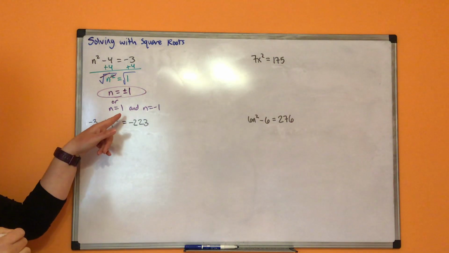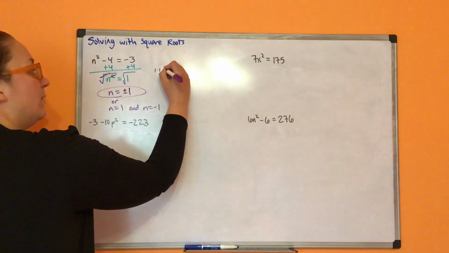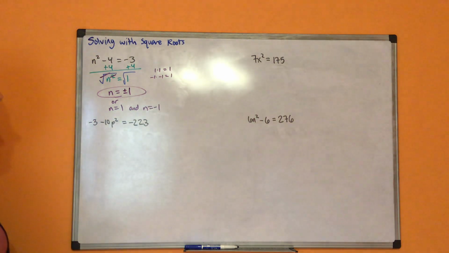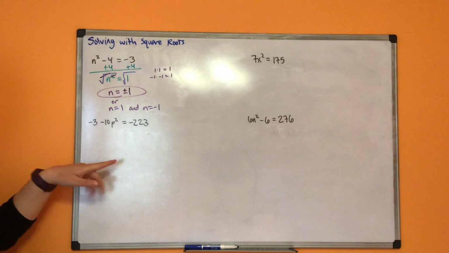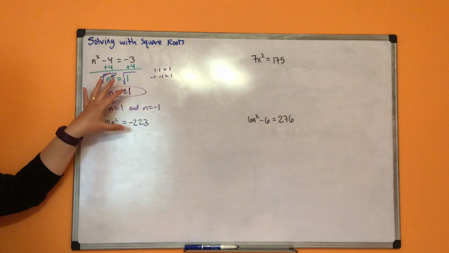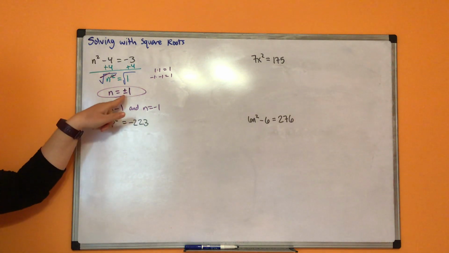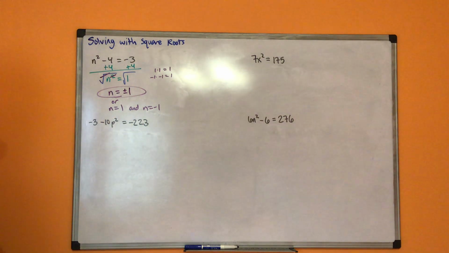We get two different answers here because 1 times 1 is 1, but also negative 1 times negative 1 is 1. So whenever you take the square root, you're going to get two solutions, plus and minus whatever the square root of this number is. You are welcome to write it the shortcut way, or you can write it out the longhand way.